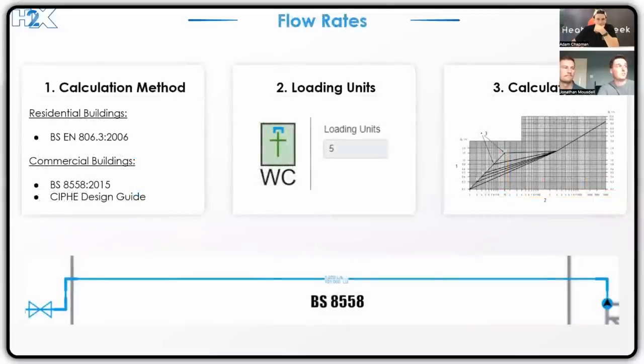For your domestic systems, you just choose the standard, as we said previously. You add fixtures, which have loading units based on the standard that you're using, and H2X will run the calculation and choose the flow rate. And you can change between standards, and it will automatically update the calculations.